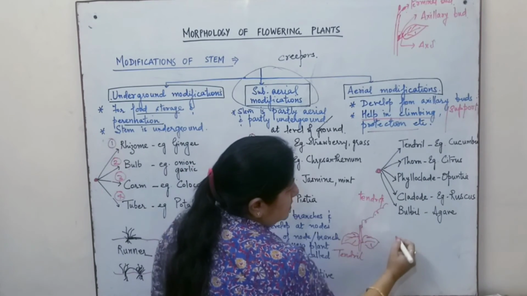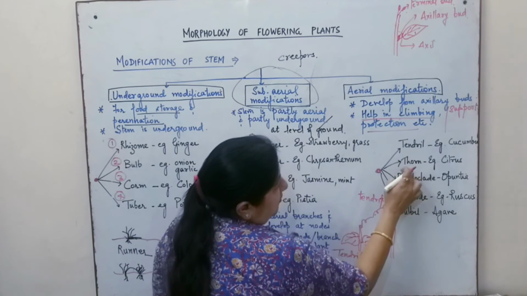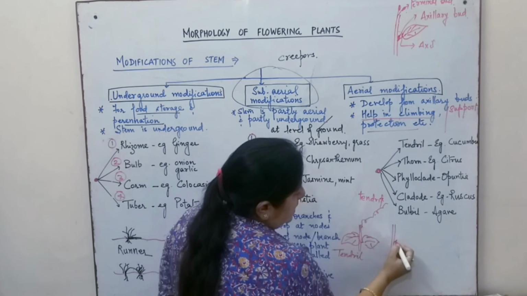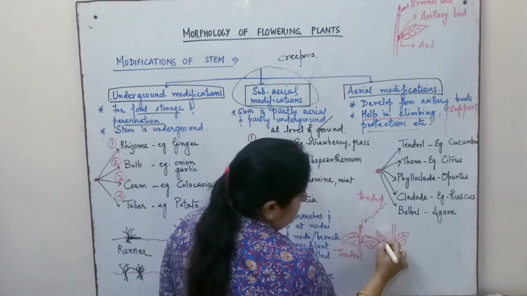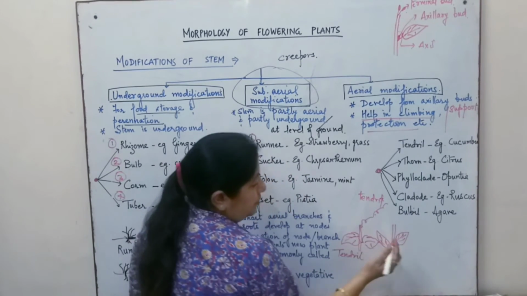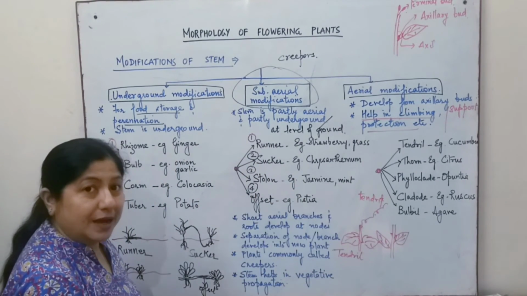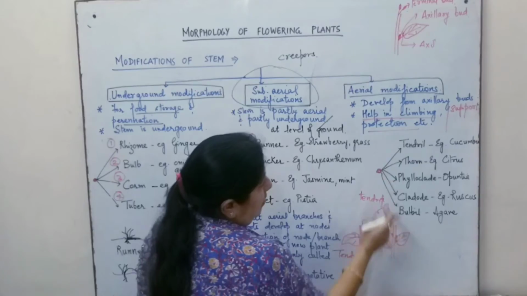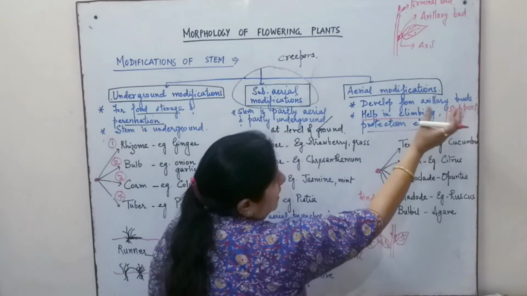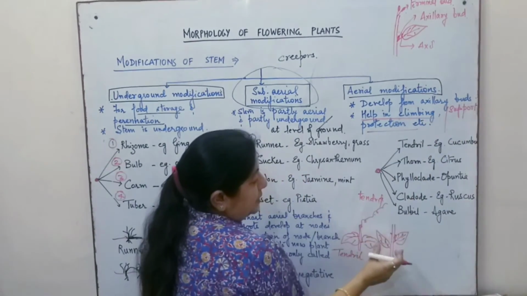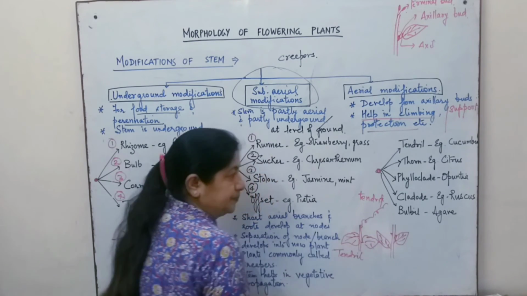Then we have the thorns. Thorns over here are again a modification of the stem, and the function over here is protection. Mostly we find them in the citrus family, the family which includes lemon. If you observe carefully, you will find thorns, which are a modification of the stem again. Here it is not forming tendrils or providing support, but it is actually helping the plant with protection.